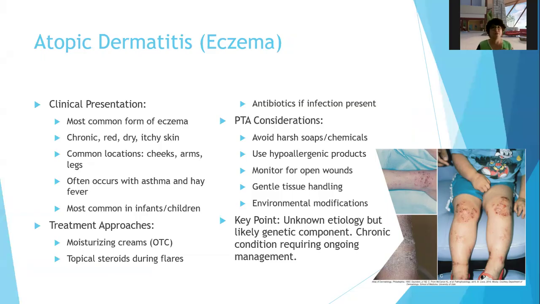Usually there are some over-the-counter moisturizing creams, some topical steroids during flares, and antibiotics if infection is present. Infection is usually caused by itching. We want to avoid any harsh soaps or chemicals and use hypoallergenic products. Look for open wounds, use gentle tissue handling, and environmental modification. They don't really know what causes atopic dermatitis, but there is likely a genetic component, it's hypothesized. It's a chronic condition that requires ongoing management. Usually adults who have eczema know how to manage it because they've had it their whole lives.